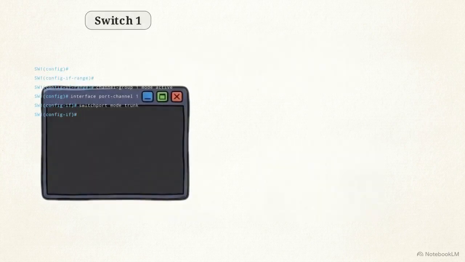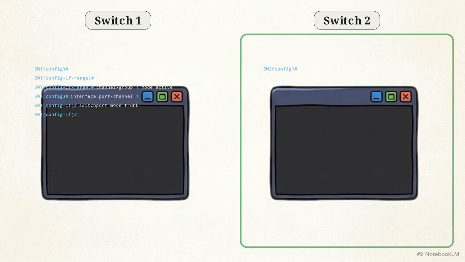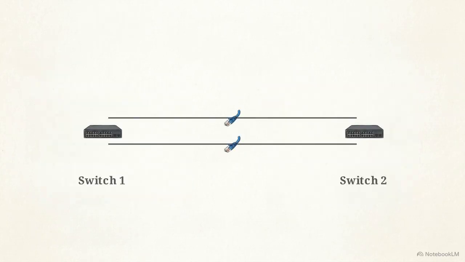The circuit is incomplete until the other side mirrors the first. Moving to switch 2, we execute the exact same commands. Select the physical range, set trunk mode, assign channel group 1 to active, and configure the logical port-channel interface as a trunk. The successful formation of this link depends on the LACP handshake.